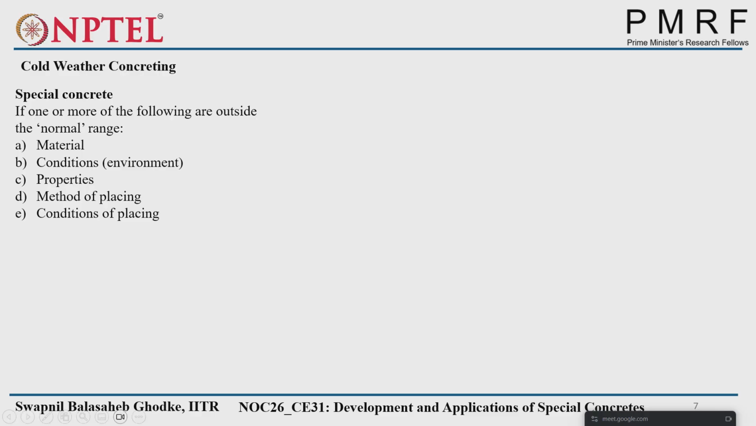So cold weather and hot weather concrete fall under the condition or environment category. These are the environmental aspects. If the temperature is higher, we call it hot weather concreting, and if the temperature is lower, we call it cold weather concreting. That's why these are the two special types of concrete, not like normal concreting; we can't treat them the same.